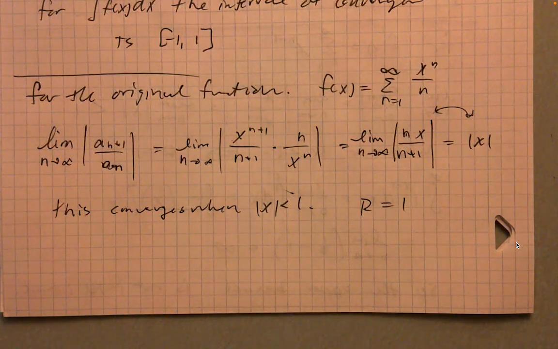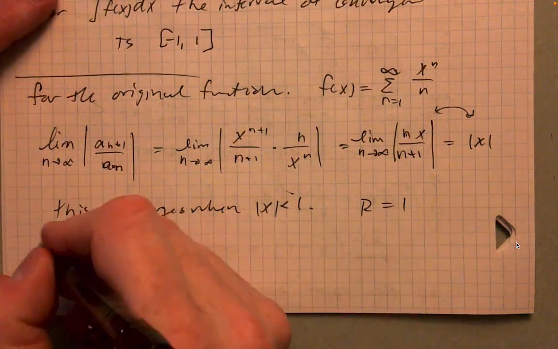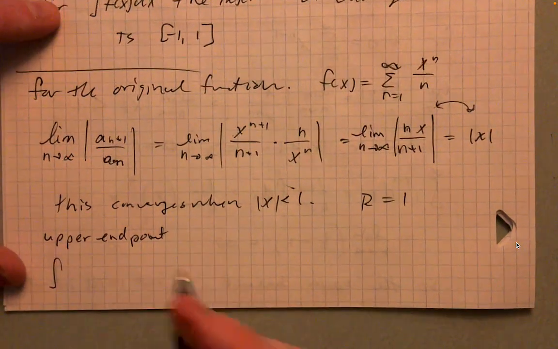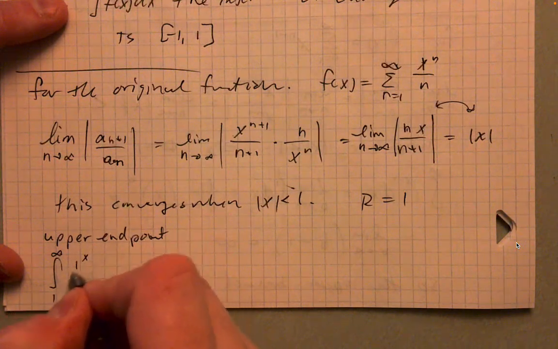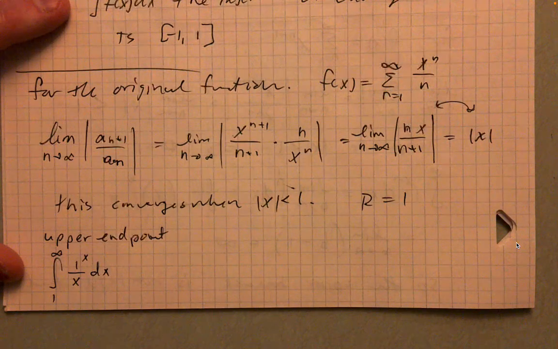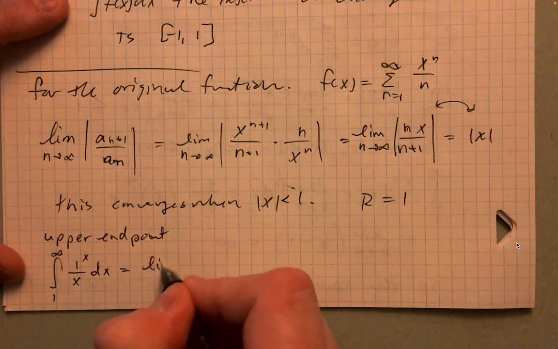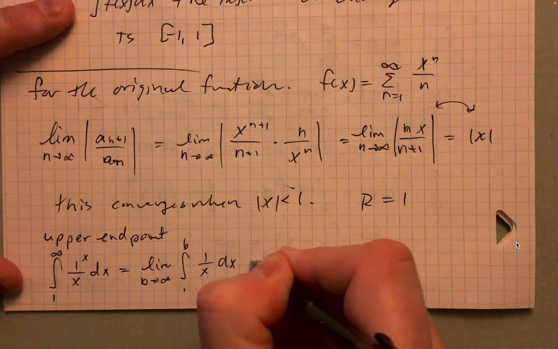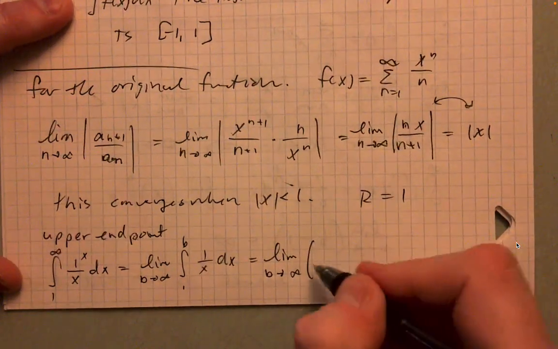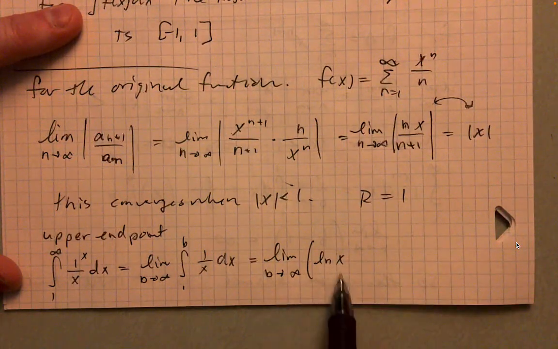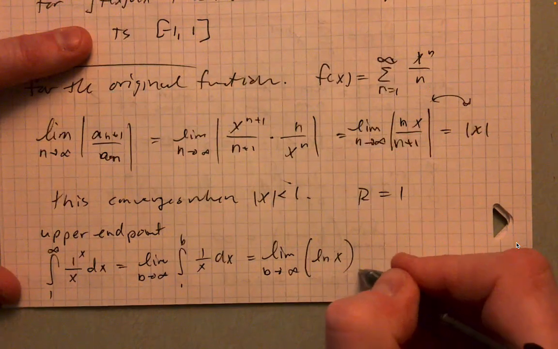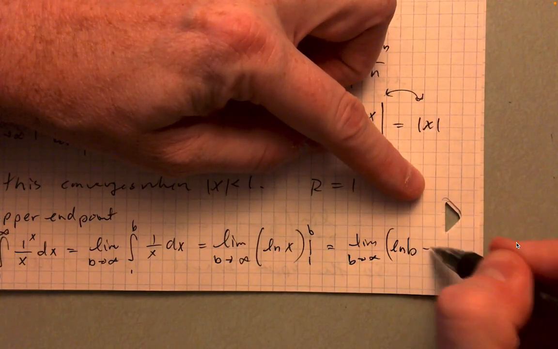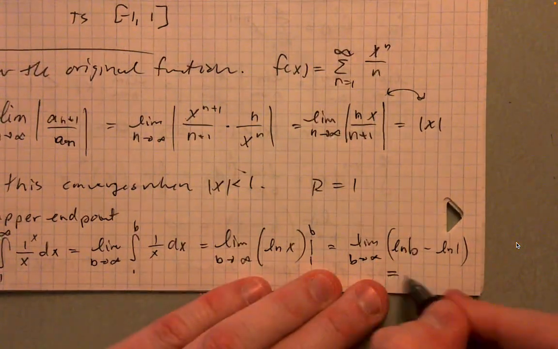But now what about the upper endpoints? The integral test can be used to look at the upper endpoint. We just have to confirm whether the integral from 1 to infinity of 1 over x dx converges or diverges. So this is the limit as b goes to infinity of the integral from 1 to b of 1 over x dx. I probably could have done this in one step, but that's okay. This is the natural log of x. Now, x will be positive. It's technically the natural log of the absolute value, but we're only talking about positive values here. So this is the limit as b goes to infinity of the natural log of b minus the natural log of 1. And this is going to definitely be infinite.